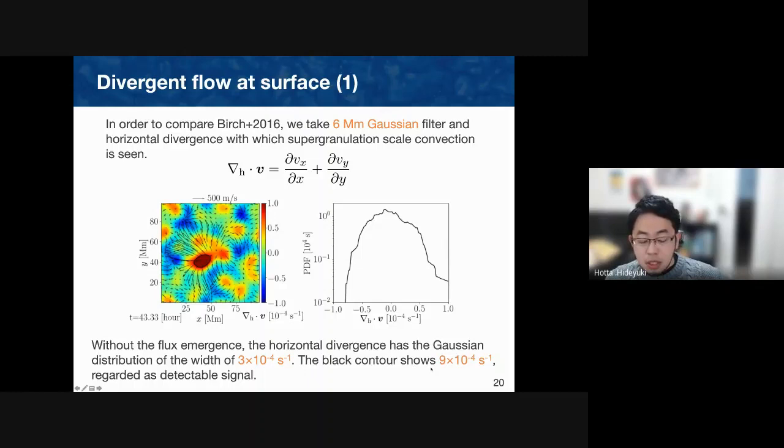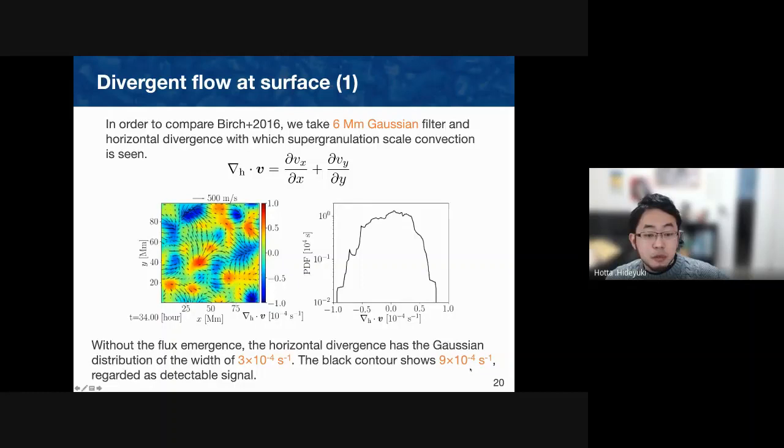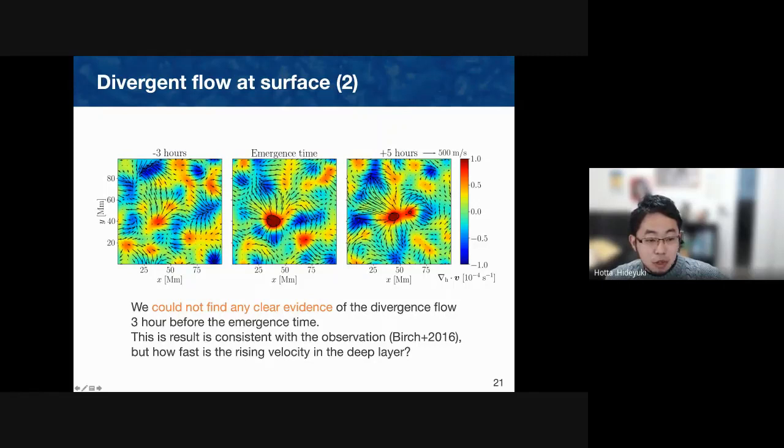But the important point is that we cannot see any significant divergence 3 hours before the emergence time. We can see something here, but this is almost the same as the supergranulation pattern. At the emergence time, we can see clear horizontal divergence. And even after 5 hours, we can see the clear horizontal divergence. So this is consistent with the observation.